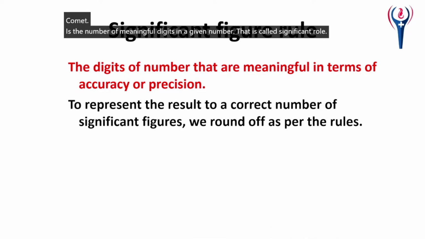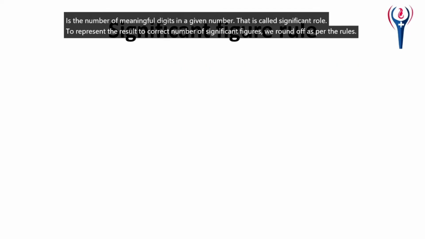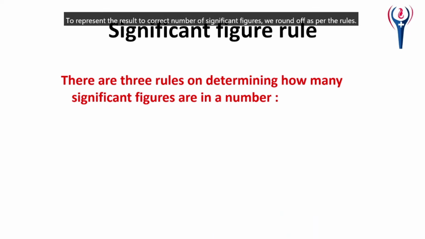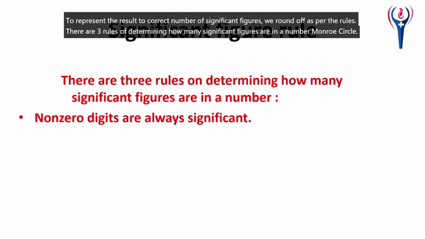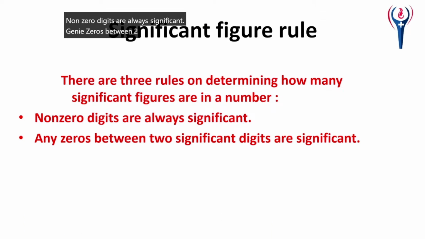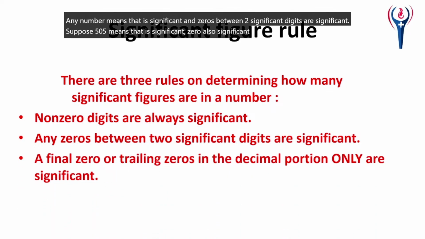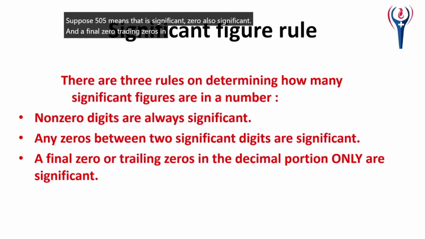To represent the result to the correct number of significant figures, we round off as per the rules. There are 3 rules for determining how many significant figures are in a number. Non-zero digits are always significant. Any zeros between 2 significant digits are significant. Suppose 505, that is significant, 0 also significant. And a final 0 or trailing zeros in the decimal portion only are significant.